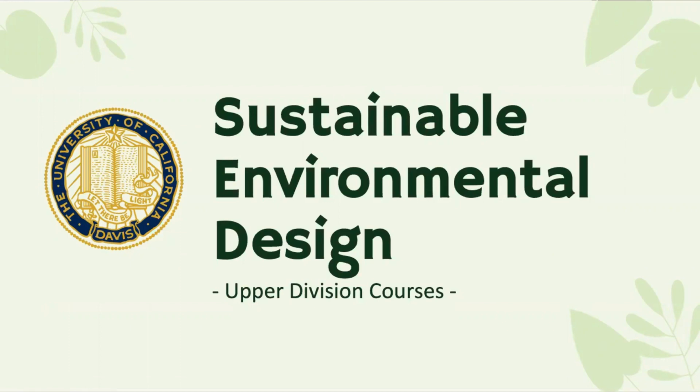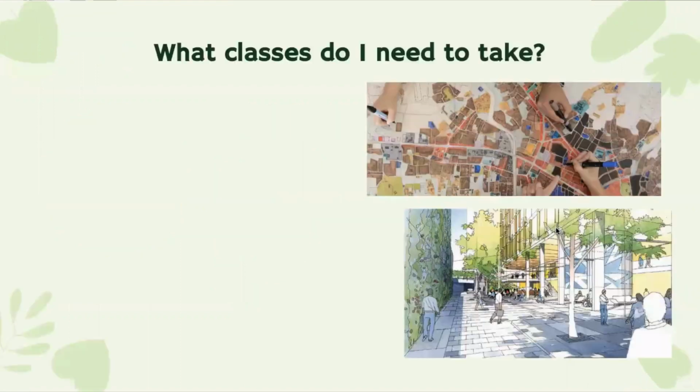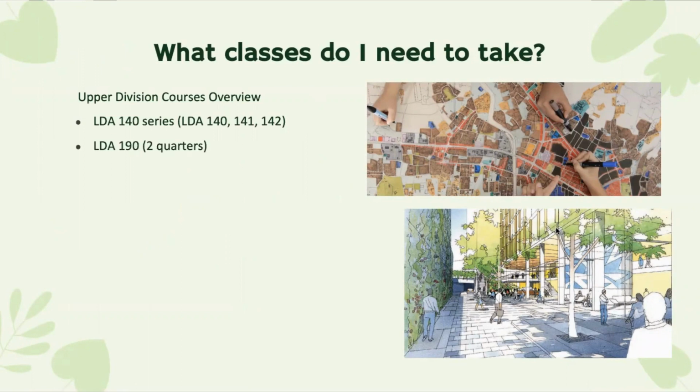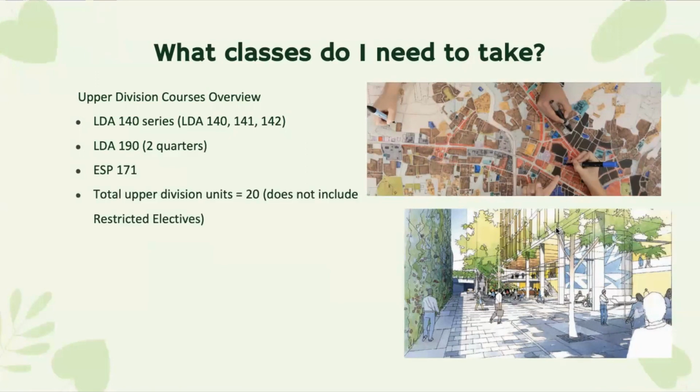In this module, we will go over the upper division requirements for the SED major. Once you have taken the preparatory subject classes, you can begin to take the upper division courses. An overview of the requirements includes the LDA 140 series, which consists of LDA 140, 141, and 142, 2 quarters of LDA 190 and ESP 171. These 6 courses will give you a total of 20 units and do not include the restricted elective requirements, which will be talked about in a different module.